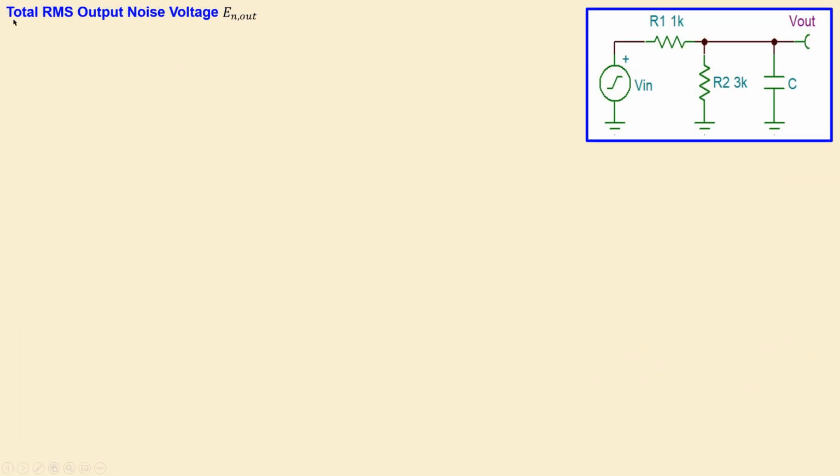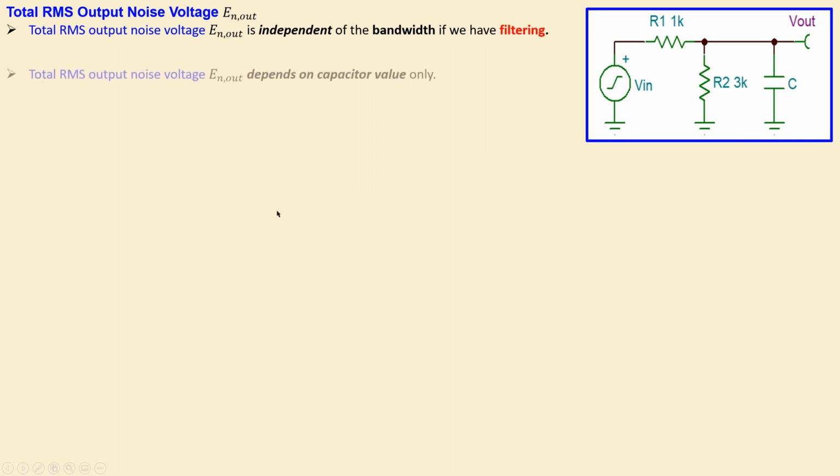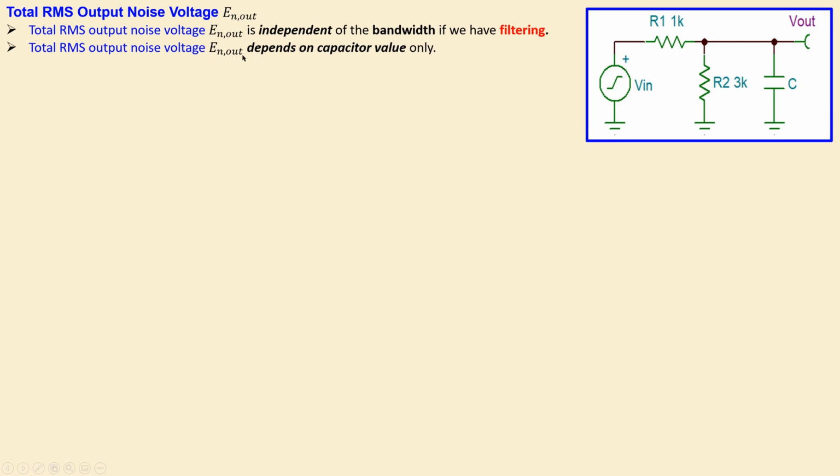Okay, let's also look at the total RMS output noise voltage, because that's really important for this circuit. We know the total RMS output noise voltage is independent of the bandwidth if we have filtering. Because if you have filtering, that will have some independency due to that action with the capacitor and the resistor. That's actually the action of filtering. So the total RMS output noise voltage depends on the capacitor value only. We already saw that by looking at this formula, kT over C, the square root of that one, the ratio.